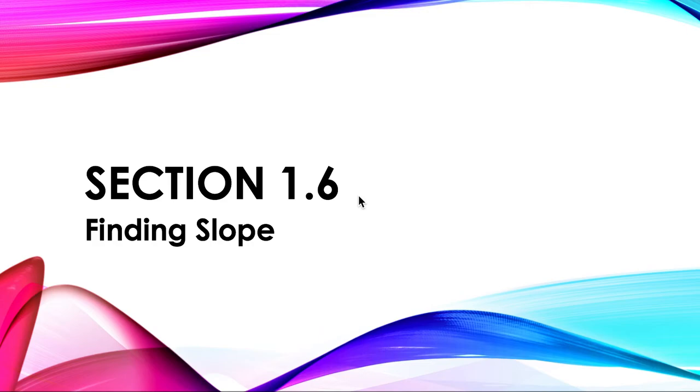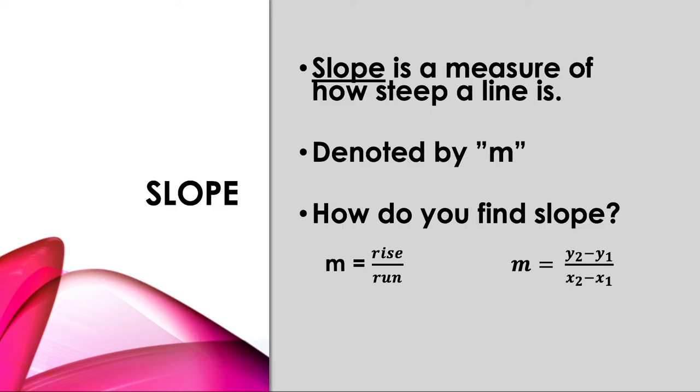In this section, we're going to talk more in detail about lines, and we're going to begin by doing a quick review on finding slope. So remember that slope is a measure of how steep a line is. Slope is denoted by the letter M. And we have two formulas that we use to find the slope.